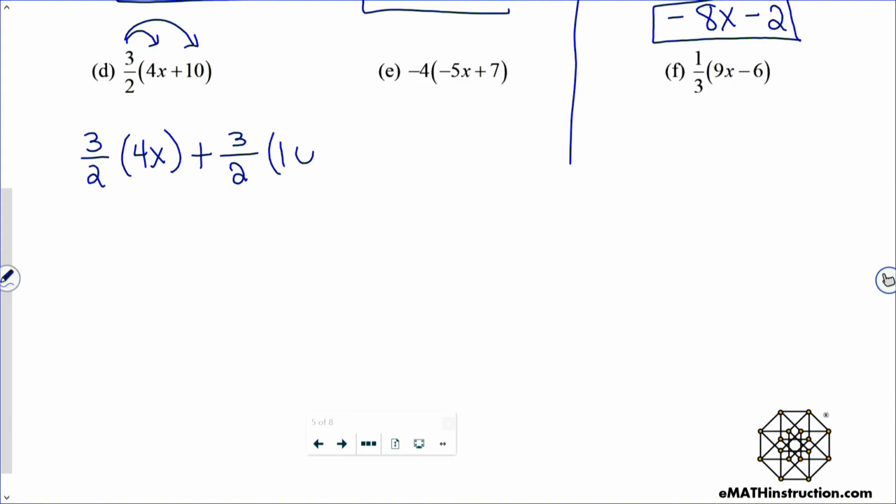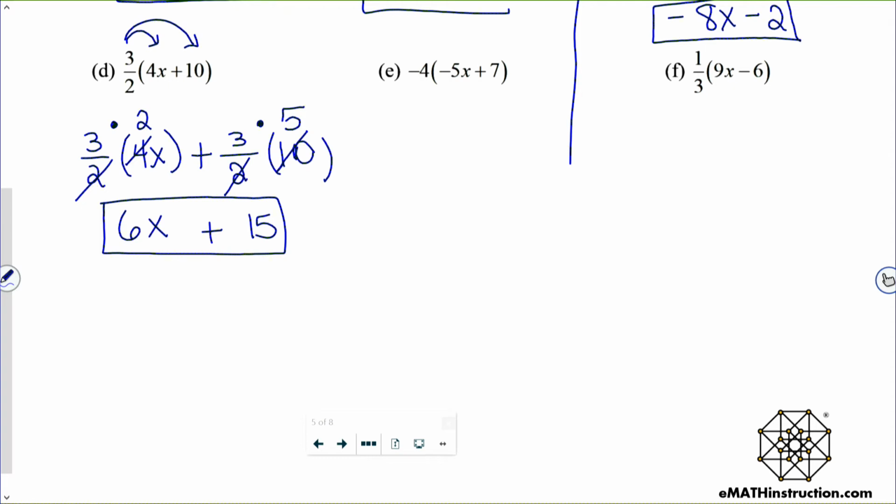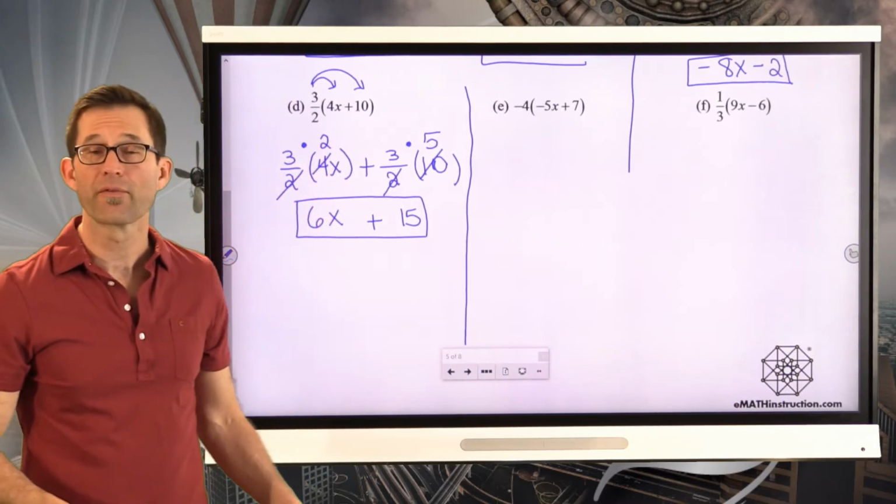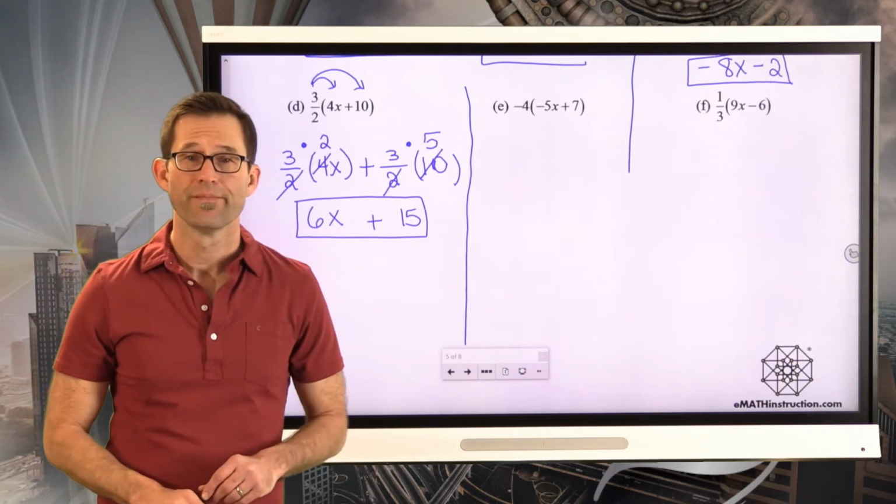And remember, the way that I really want to think about something like multiplying 10 by 3/2 is I'm going to multiply 10 by 1/2 and get 5, and then I'm going to multiply that 5 by the 3 and get 15. Likewise here, I'm going to multiply 4 by 1/2 and get 2. Then I'm going to do 3 times 2 and get 6. I just don't want to forget that x. So 6x plus 15. As long as you feel comfortable with how to multiply by fractions, that should be easy.